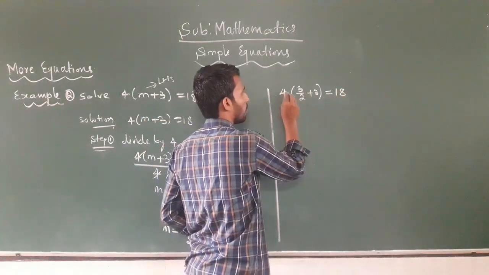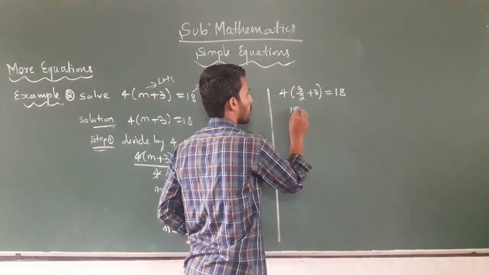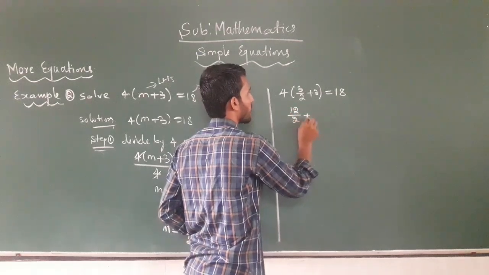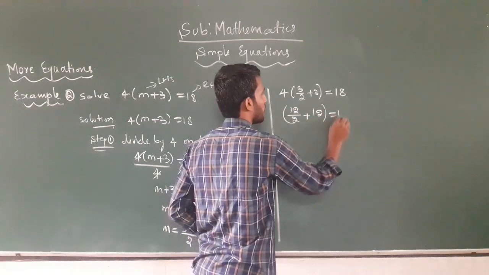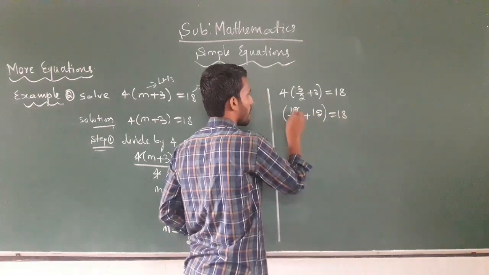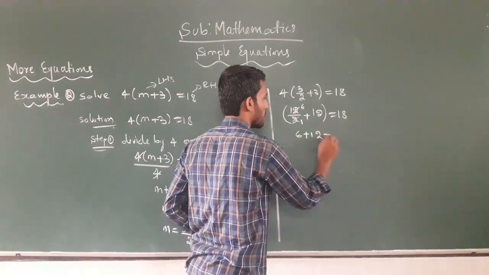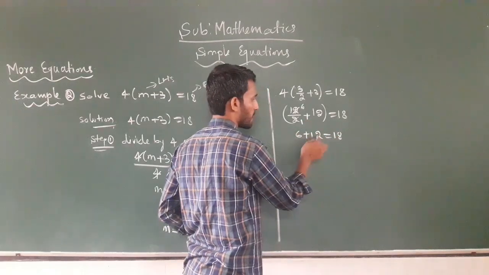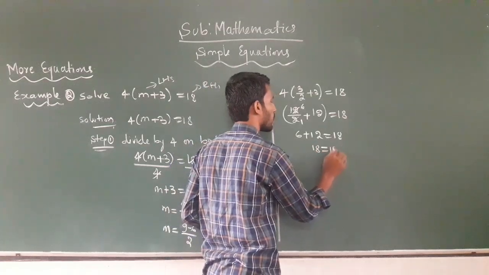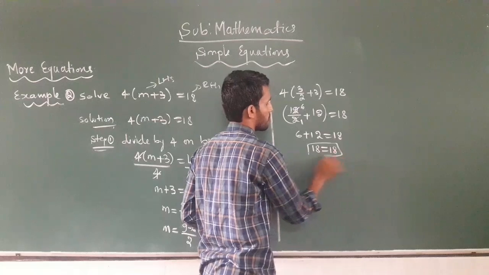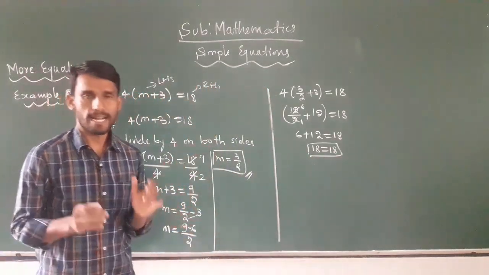Now, when we multiply, 4 3s are 12 by 2 plus 4 3s are 12. Now we are getting 18. 2 1s are 2, 2 6s are 6, plus 12 is equal to 18. 6 plus 12, when we add, we are getting 18 is equal to 18. LHS and RHS both are equal. Then we can say that this equation is satisfied.